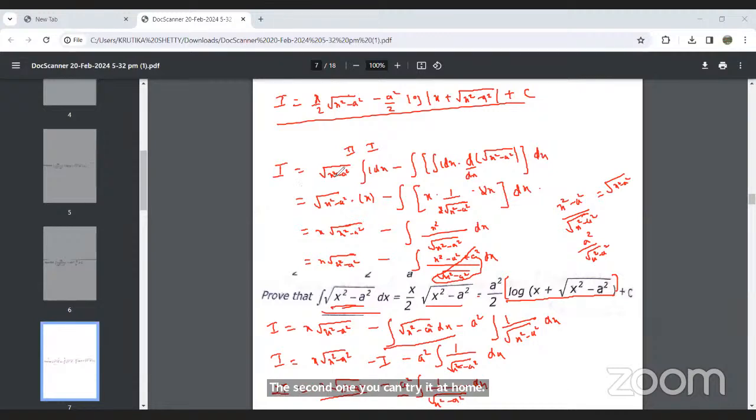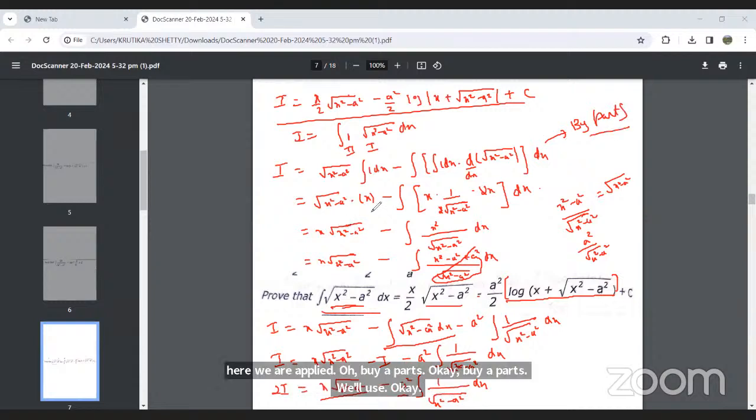So I is equal to the integral of root of x square minus a square. We have considered the second function as 1 and the first function as root of x square minus a square, and we have applied integration by parts. First function as it is, integration of the second function, minus the integration of the derivative of the first function into the integral of the second function. So here we have applied the by-parts rule, and then after that we have simplified it.